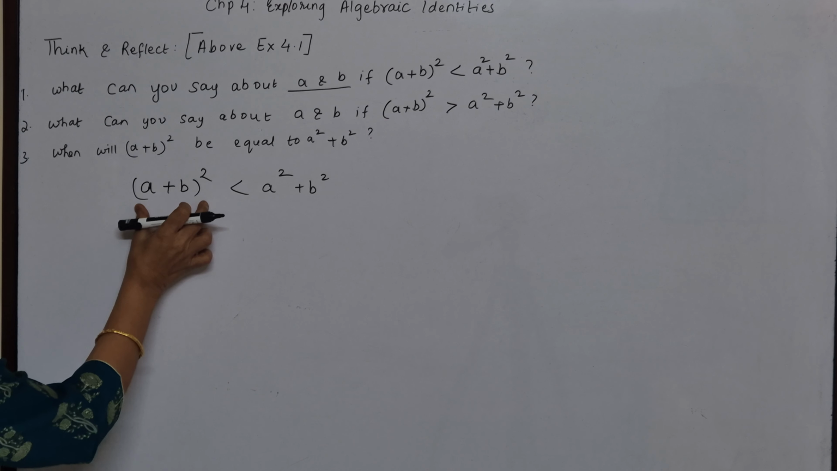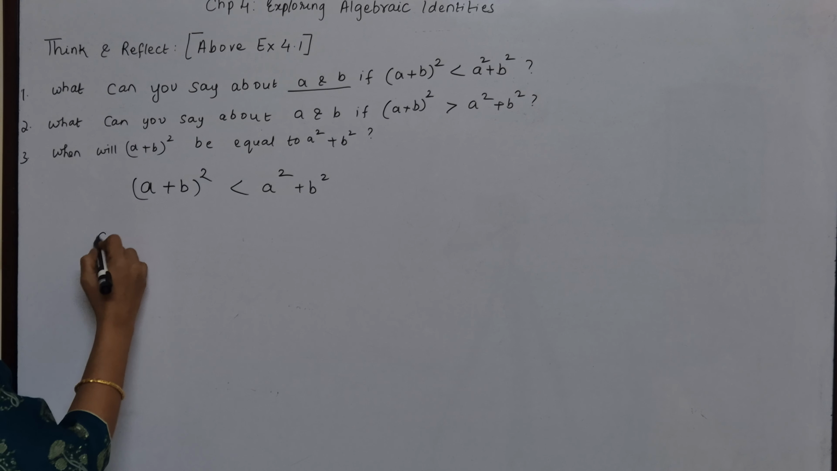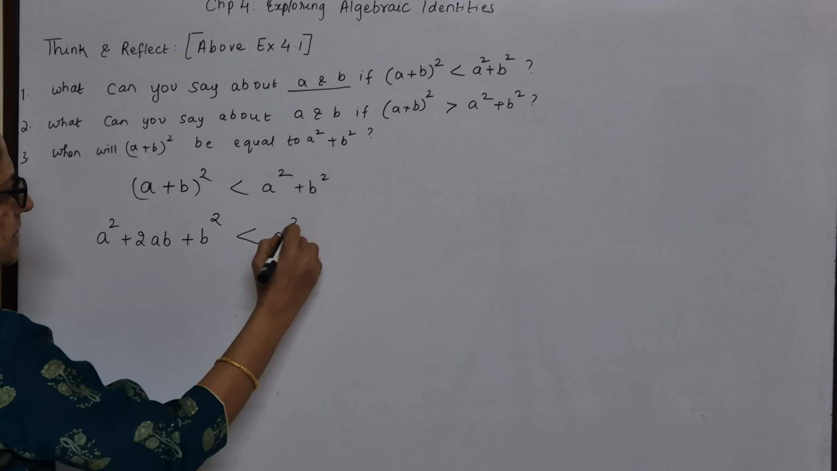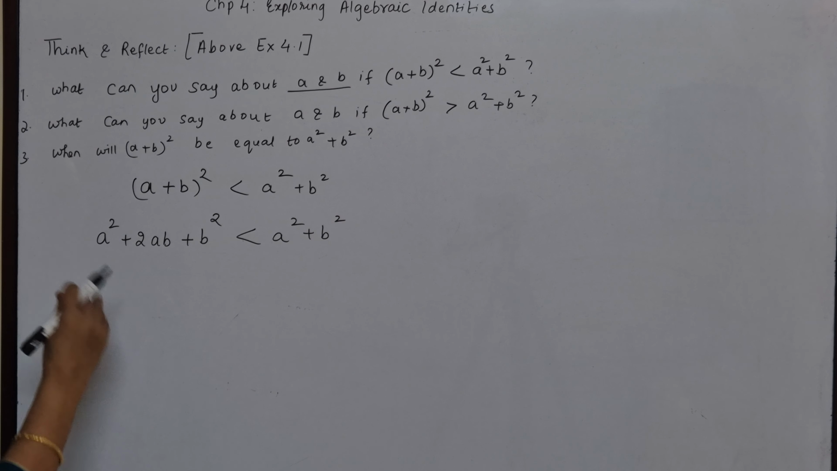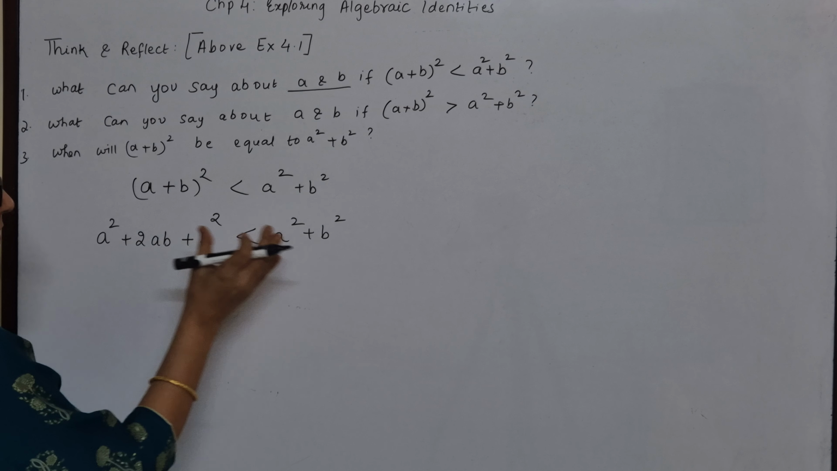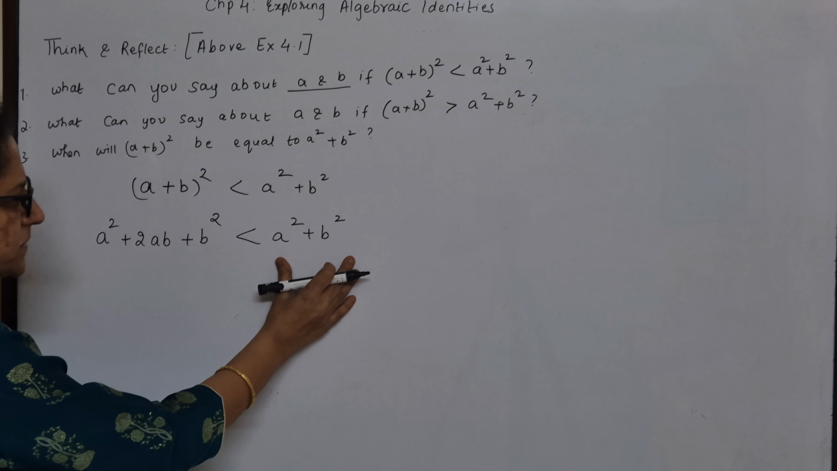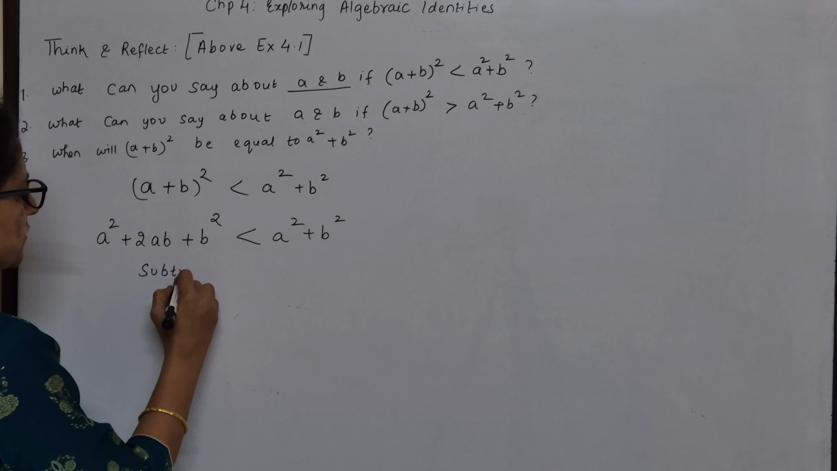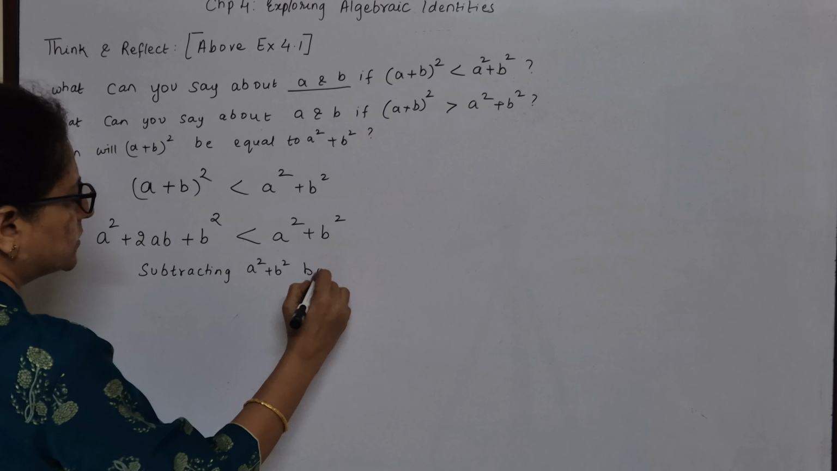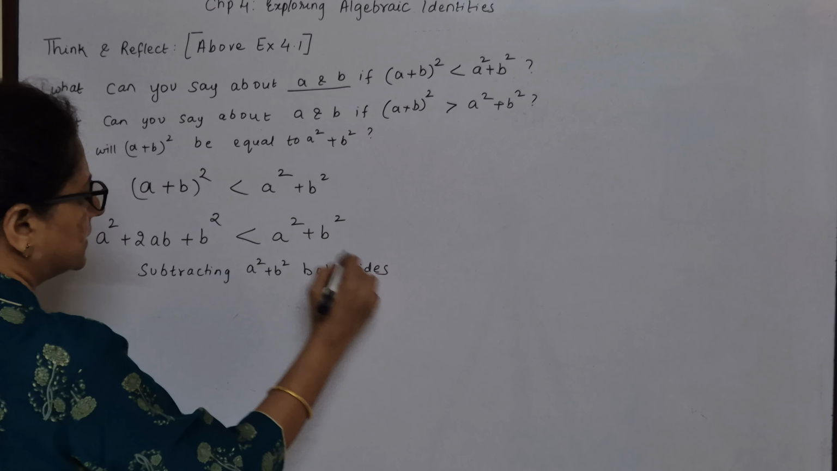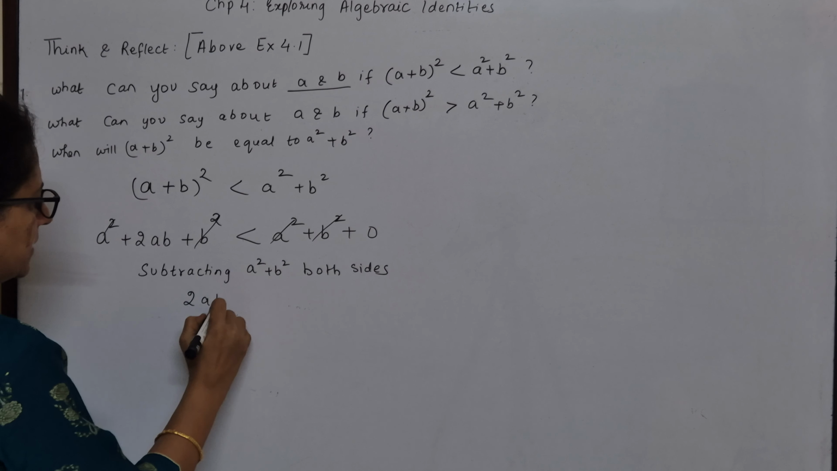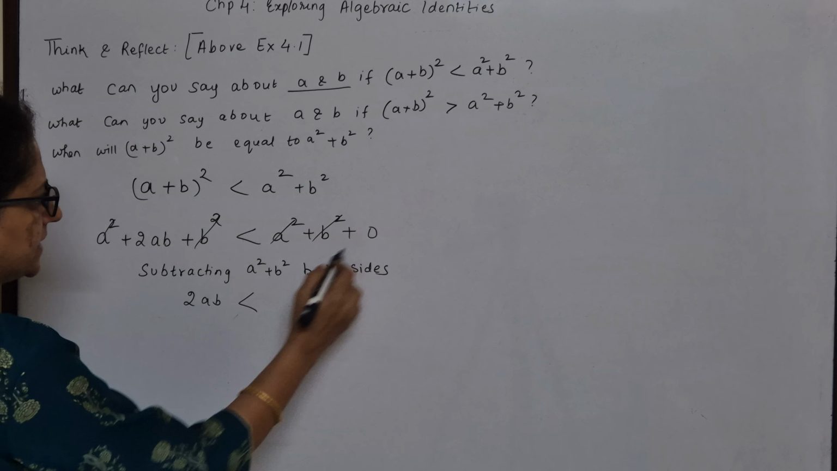So see, now this is your identity one, and you know (A plus B) the whole square is A square plus 2AB plus B square. Okay, and let us write A square plus B square here as it is. Now let us eliminate this A square plus B square. Here on the left hand side also A square plus B square is there, here on the right hand side also A square plus B square is there. So if you subtract A square plus B square from both the sides, then what will you be left with? This gets cancelled, this gets cancelled, so here nothing means only 0. So 2AB on the left hand side, then less than sign, then 0.